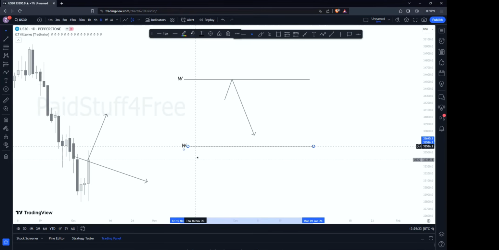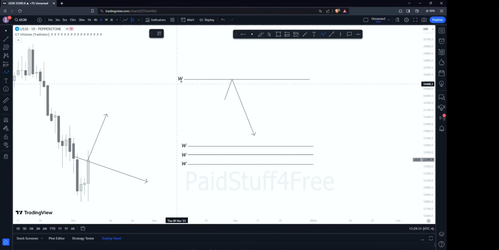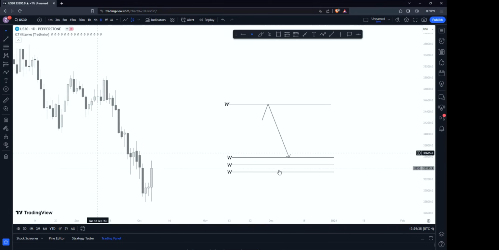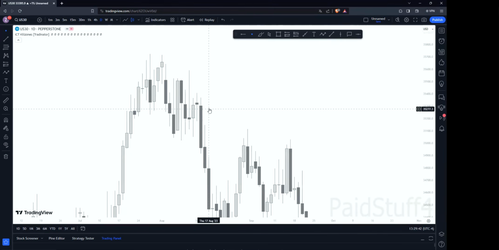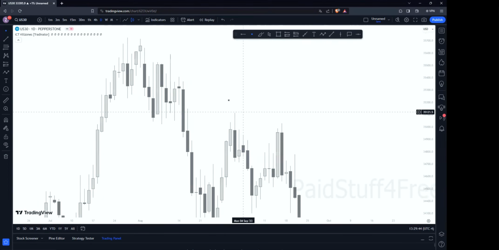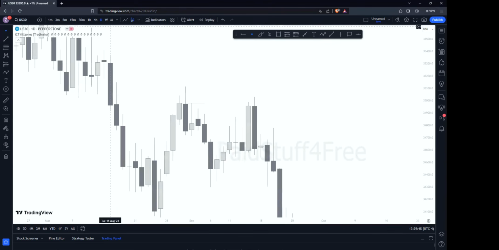You might have many weekly levels. I'm going to show you in the next sessions how to pick which one price is going to stop at. So you have a weekly level right here, and price is moving to another weekly level. This is how price moves. Let me show you an example. You see this A level right here?